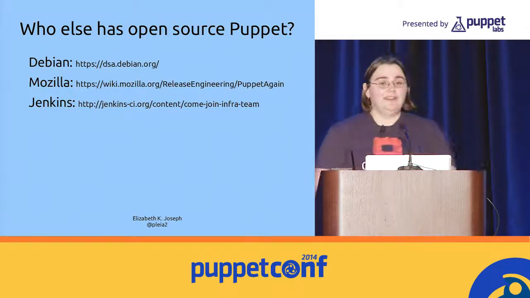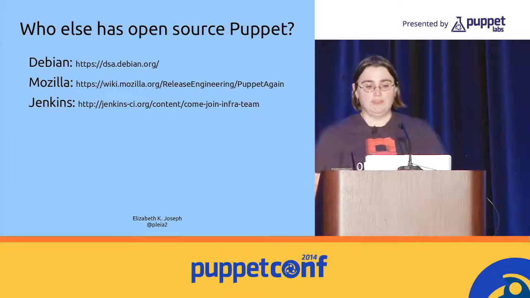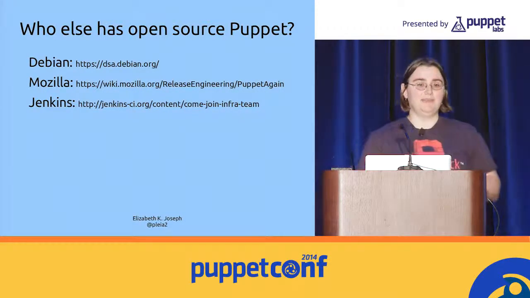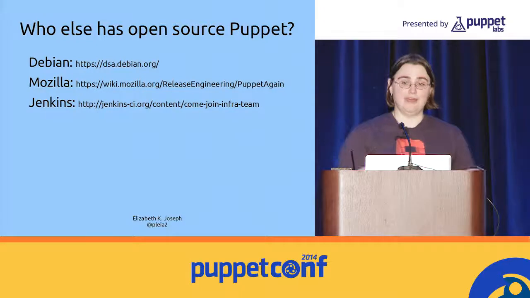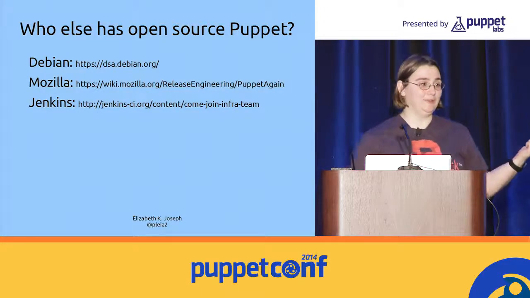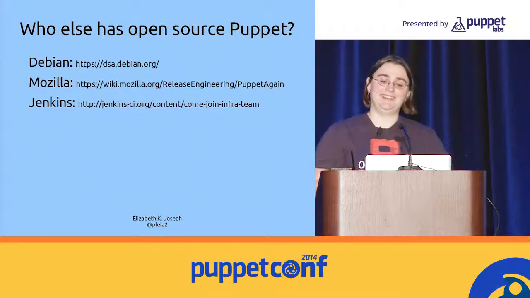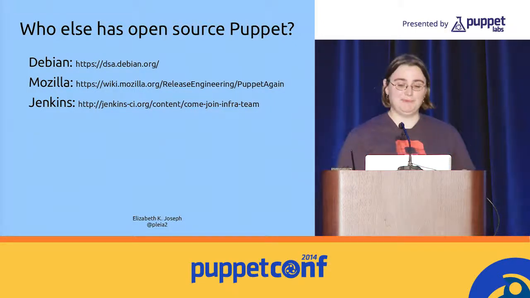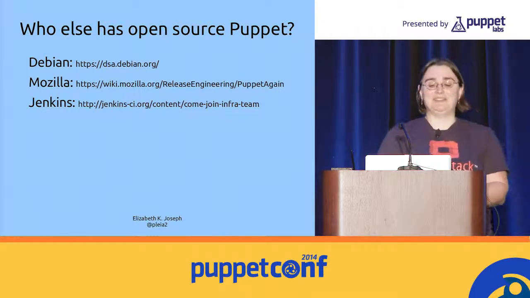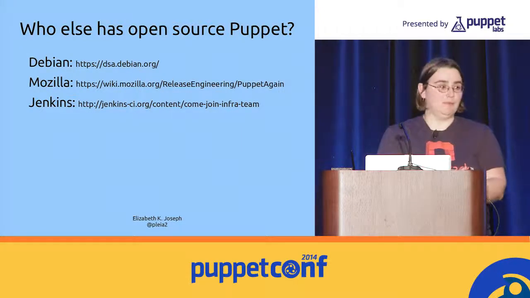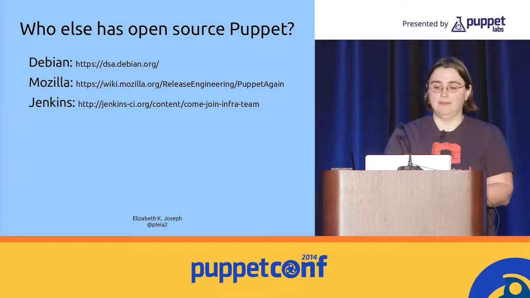So OpenStack is not the only one who does this sort of crazy open source infrastructure thing. I was actually kind of sad because there's another talk right now from the Jenkins guy who's running an open source infrastructure with Jenkins. I was talking to him in the speaker lounge. I was like, oh, you're doing the same talk. No. But Jenkins runs an open source infrastructure. It uses Puppet. So does Debian and Mozilla. Fedora used to, but I think they're switching off of Puppet.